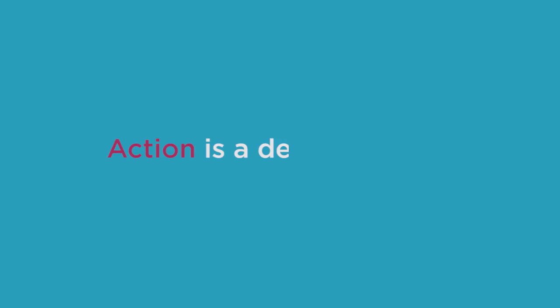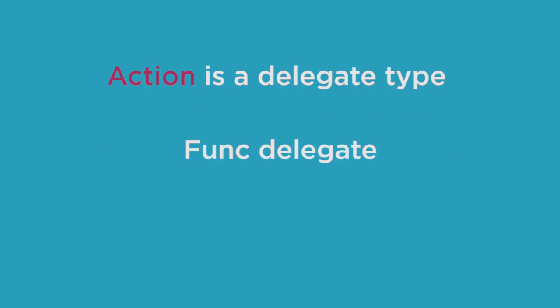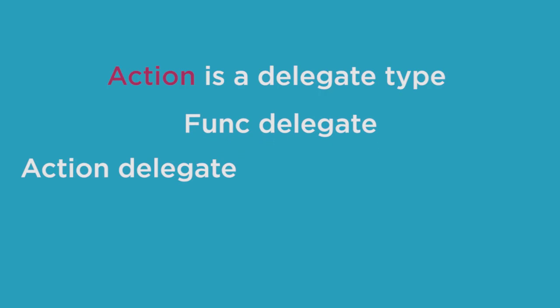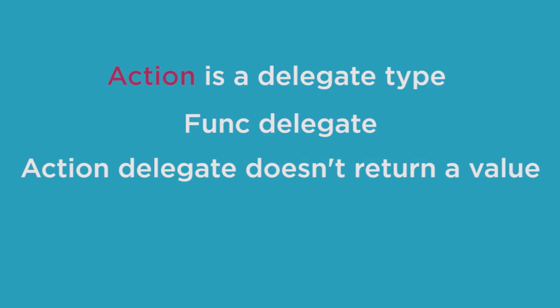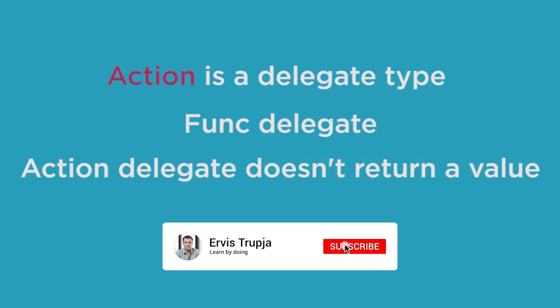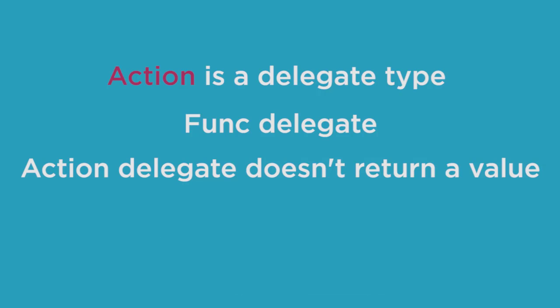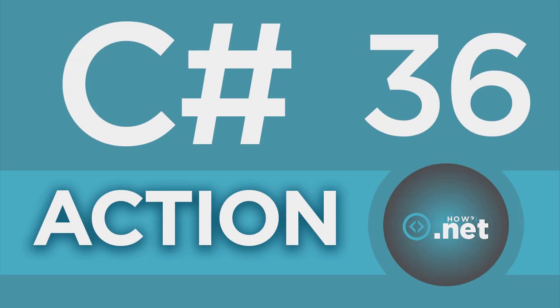Action is also a delegate type defined in the System namespace. An action type delegate is the same as the Func delegate, except that the Action delegate does not return a value. In other words, an Action delegate can be used with a method that has a void return type. So let us go to Visual Studio and see how we can convert all the Func delegates to Action delegates.